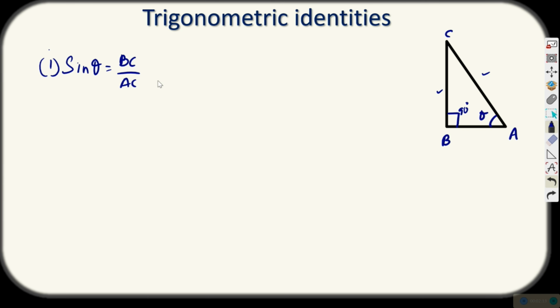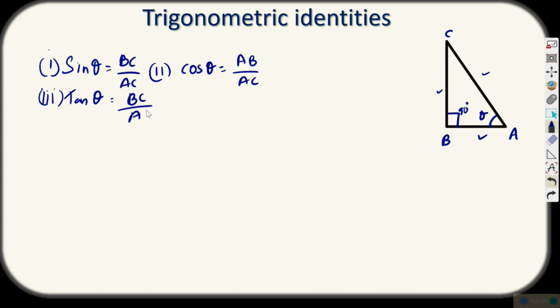You have to follow me quickly. Then the next ratio which you studied is cos theta. You have done this in 9th standard. Cos theta is adjacent upon hypotenuse. So naturally I will write AB upon AC. You can see that AB is the adjacent side of theta and the hypotenuse is the same. Then the third ratio you are familiar with is tan theta, which is BC upon AB. It is opposite upon adjacent, and normally I write these as small letters.